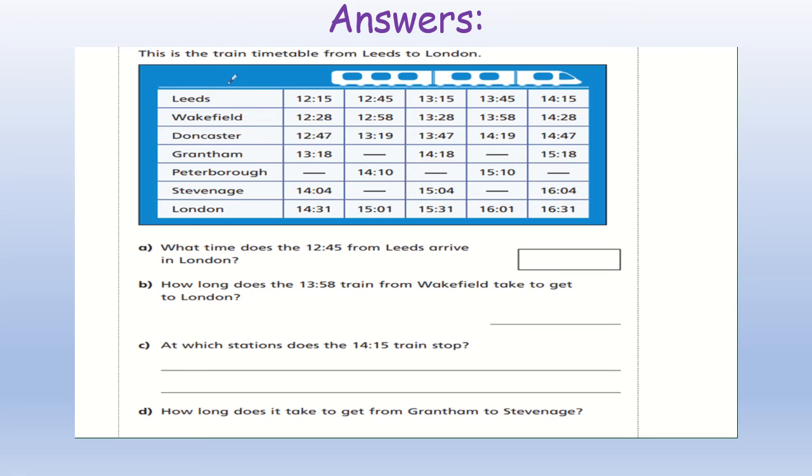And finally, let's take a look at our train timetable. What time does the 12:45 arrive from Leeds to London? So Leeds, 12:45, arrives in London at 15:01. How long does the 13:58 train from Wakefield take to get to London? We find Wakefield, find the 13:58 train, and it gets to London at 16:01. So how long is that?